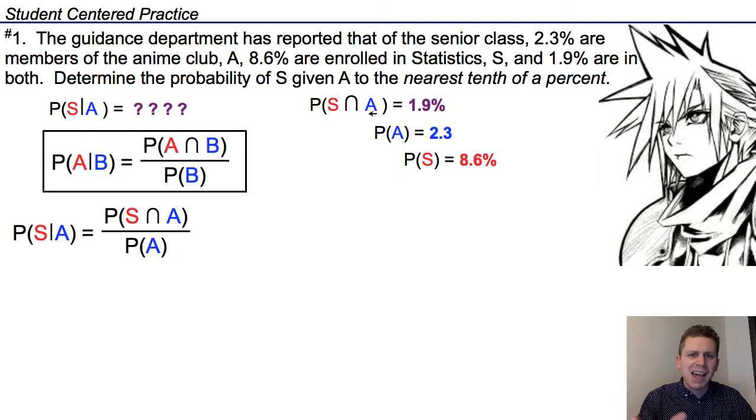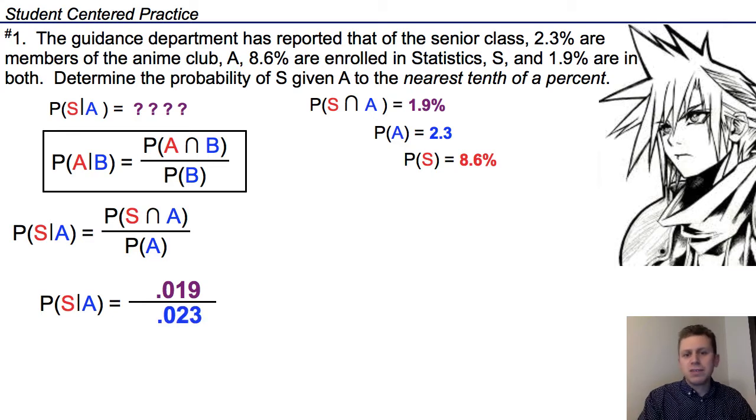When it comes to and, or intersection, it actually doesn't matter which order you put them in. It's unlike conditional probability where that order really matters. Now what we're going to do is plug in. Well, I know what the probability of statistics and anime is. That is 1.9%, which I'm going to write as a decimal in my formula. I always plug in decimals. The probability of anime, I know what that is. That's 2.3%, which I can also write as a decimal, 0.023.